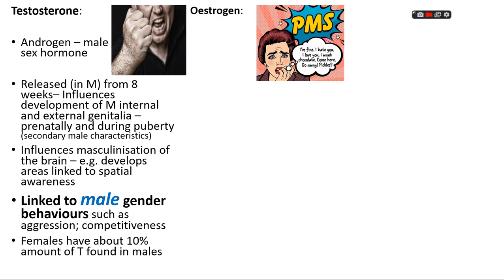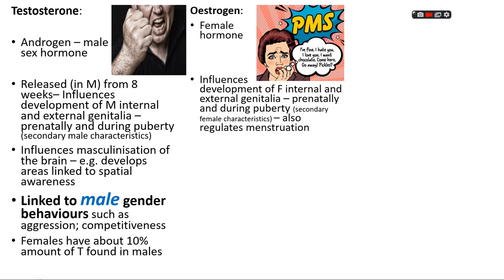For females, one of the most predominant sex hormones is estrogen. Like the males, this is influencing the development of both internal and external genitalia, and this is again happening prenatally. So estrogen is flowing around the developing embryo's body and affecting the development of the ovaries. Obviously, estrogen also continues to get released throughout the infant's and the person's life, which affects those secondary female characteristics and also, as you know, has a key role in the menstruation cycle.